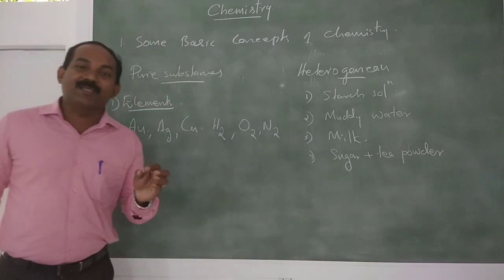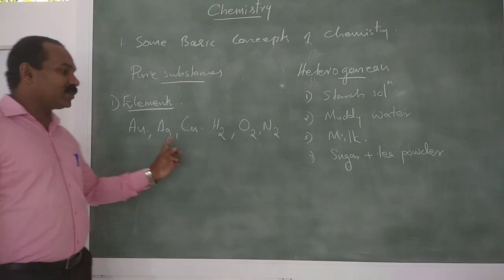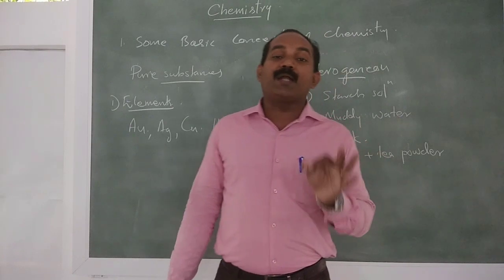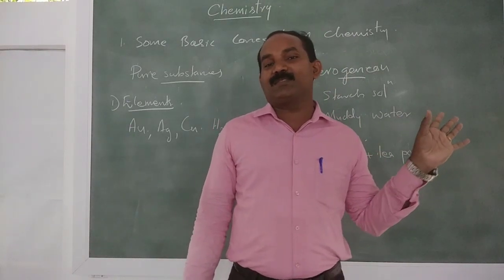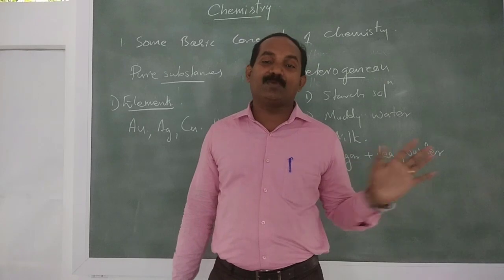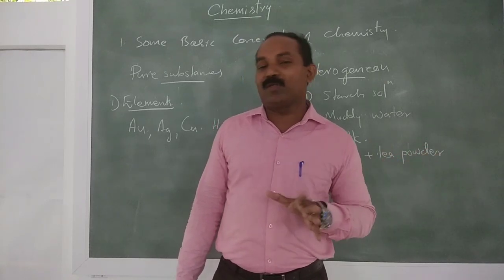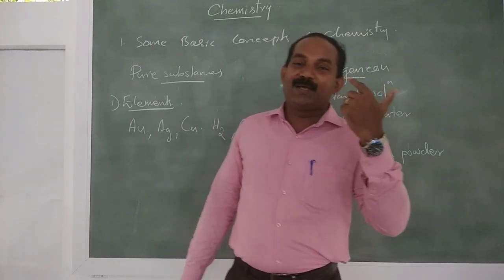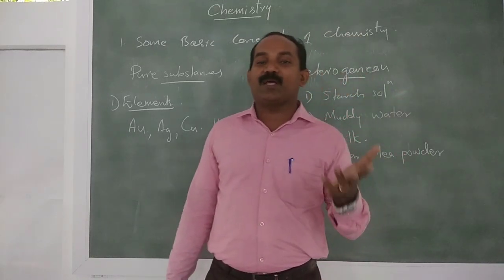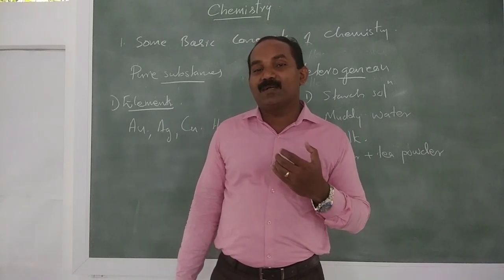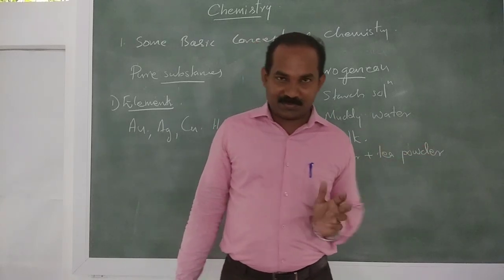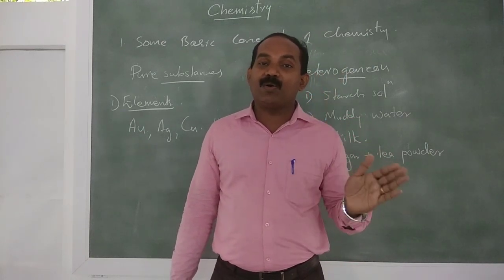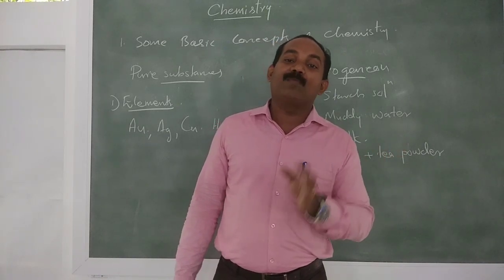So elements can exist in the atomic state or in the molecule state. So what are elements? Elements are one type of particles. They are atoms or molecules. Gold, platinum, copper, sodium, potassium. These are elements as atoms. But hydrogen, oxygen, nitrogen, fluorine, chlorine, etc. are molecules.